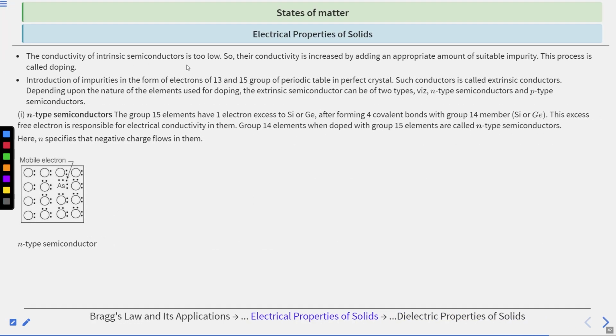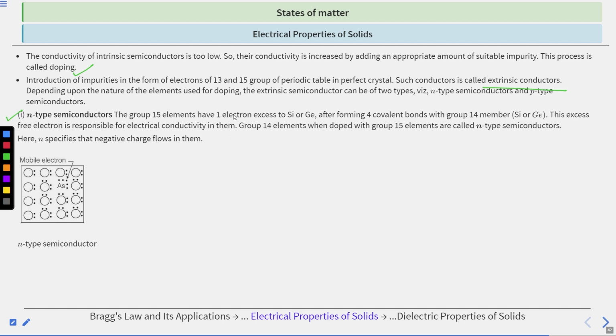The conductivity of an intrinsic semiconductor is too low, so their conductivity is increased by adding an appropriate amount of suitable impurity, and the process is called doping. It is the introduction of impurities in the form of elements of group 13 and 15 of the periodic table in a perfect crystal. Such semiconductors are called extrinsic semiconductors. Depending upon the nature of elements used for doping, extrinsic semiconductors can be of two types: N-type and P-type.